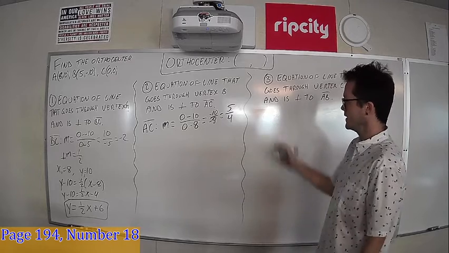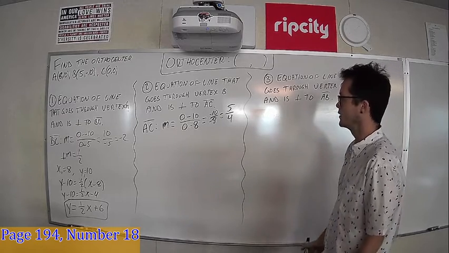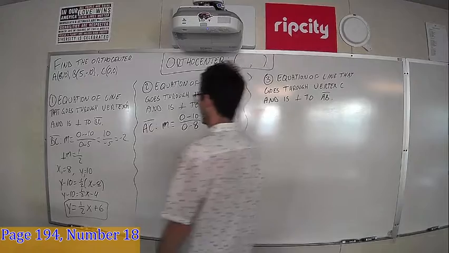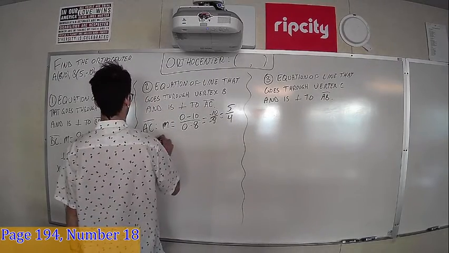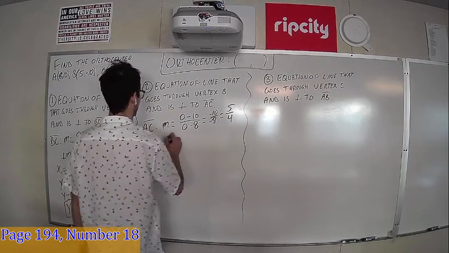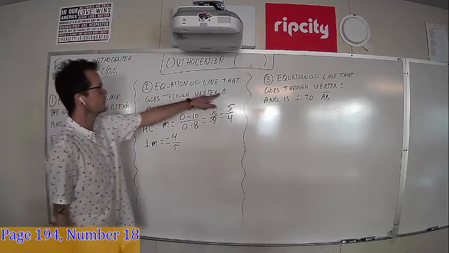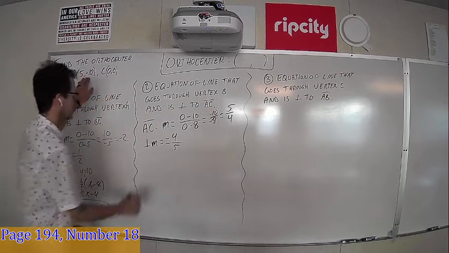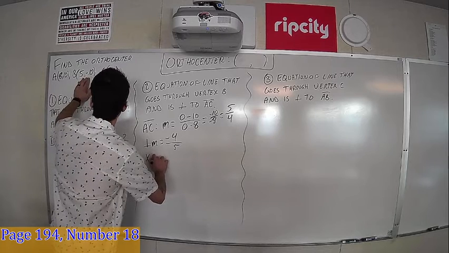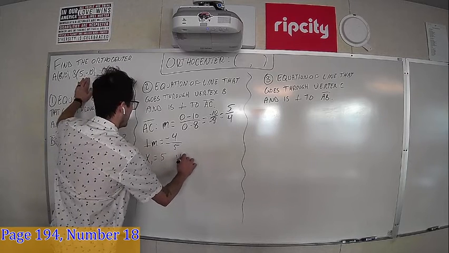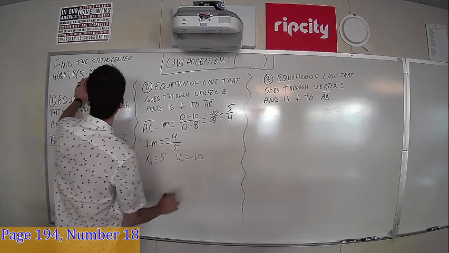Opposite reciprocal of this, so we're going to flip it, 4 over 5, and we're going to negate it, so it's going to be -4 over 5. So the perpendicular slope equals -4 over 5. This goes through vertex B. Vertex B has an x-coordinate of 5, a y-coordinate of -10.